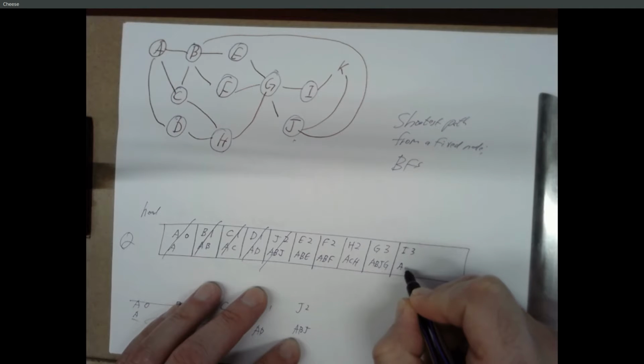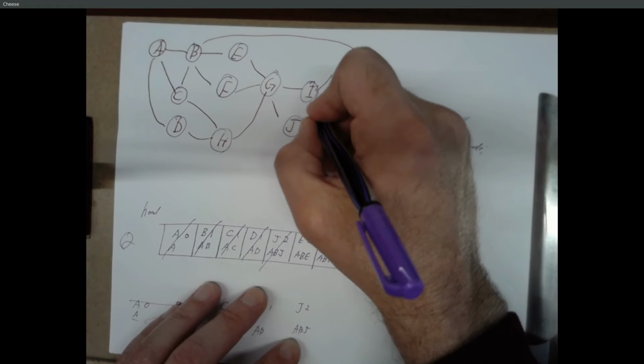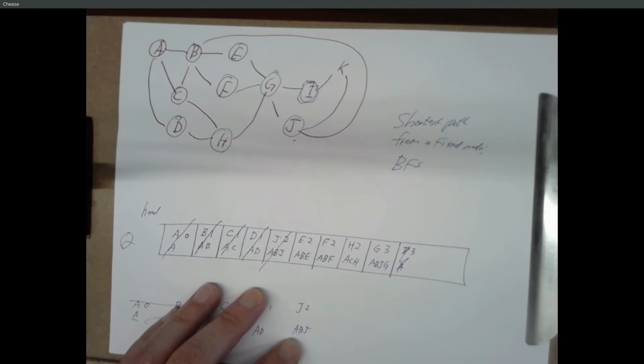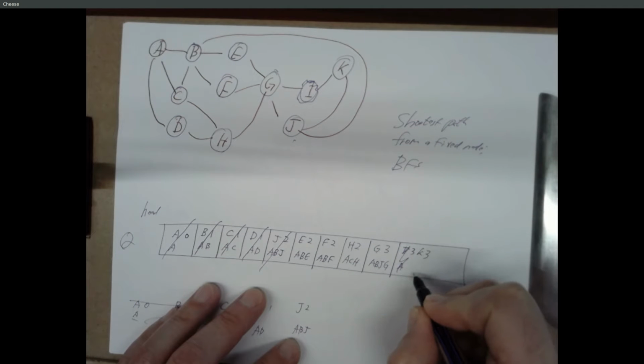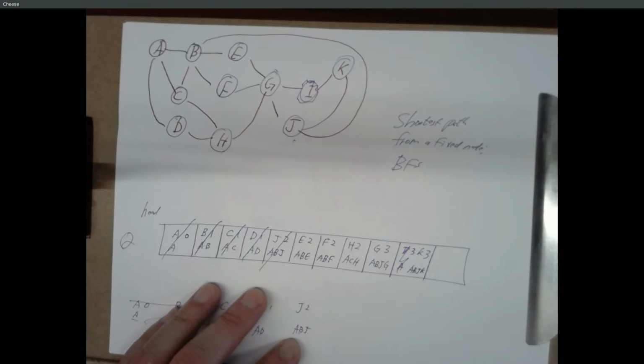Distance 3. Sorry, we removed J. So that's not visited. Any other children of J? K. So add that, ABJK. And that's it for children of J.